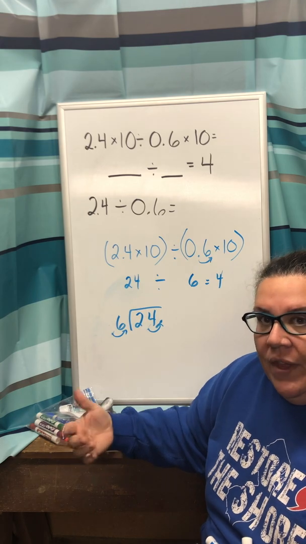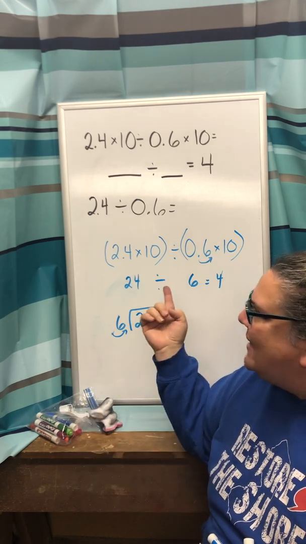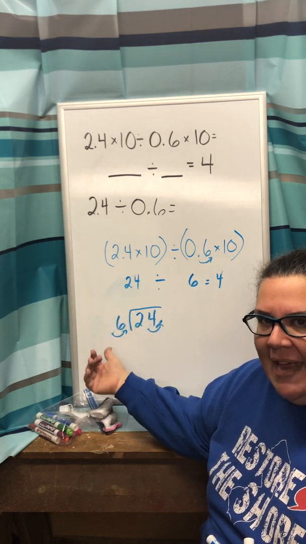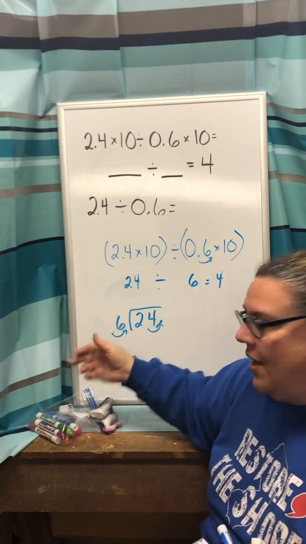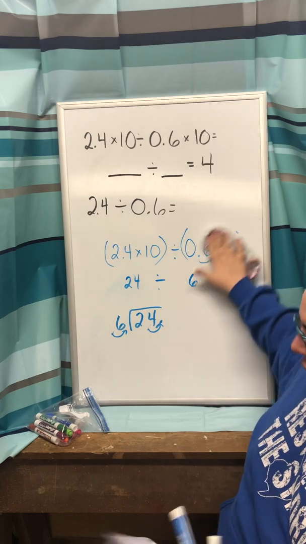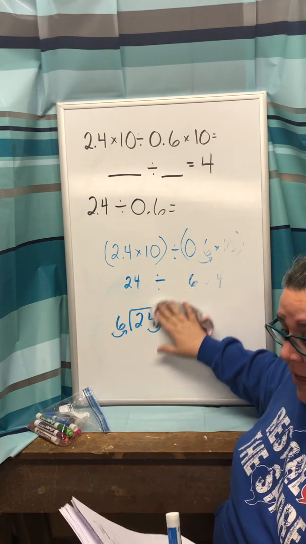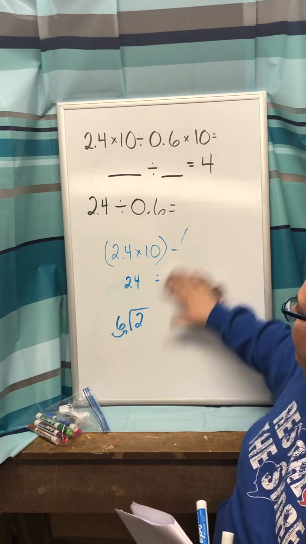The key, though, that you have to remember is if you're doing times 10, you have to do times 10 on both the dividend and the divisor. You can't do times 10 on one and times 100 on the other one. Okay, so that was the number one equivalent part.